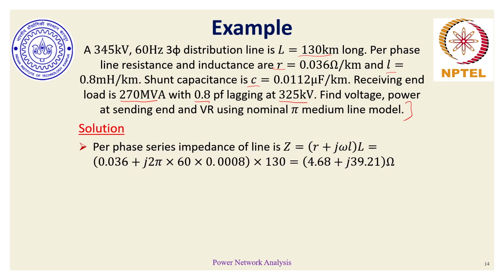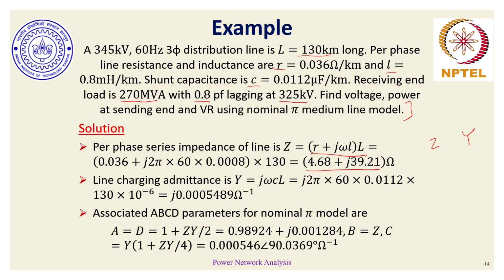So the first objective is to find capital Z and capital Y. Z is the series impedance, which is the value over here. Capital Y is the effective line capacitance, which is also evaluated in terms of omega inverse. We have understood the nominal pi model ABCD parameters, so we can plug in the values of Z and Y as required and get all these numbers in terms of ABCD parameters.